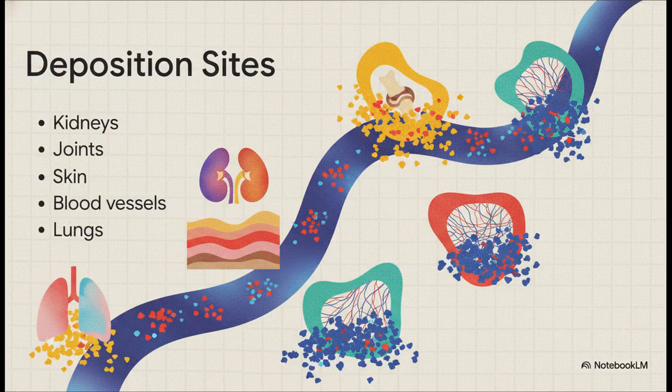Now think about where these complexes actually end up. Imagine these immune complexes as microscopic, trapped debris floating down a river. And where does river debris get stuck? Right, in the filters. That's exactly why high filtration areas like the kidney glomeruli, the synovial fluid of your joints, the dense capillary beds of the skin, the blood vessels, and the lungs are so incredibly vulnerable. They basically act like anatomical strainers, catching all this debris and bearing the absolute brunt of the damage.